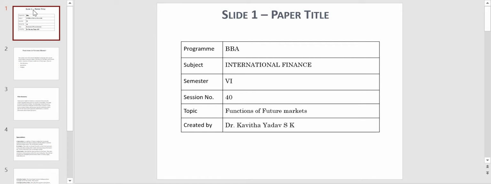I'm Dr. Kavitha Yadav. The session would be regarding functions of futures markets. Let's see what are the functions of futures markets.